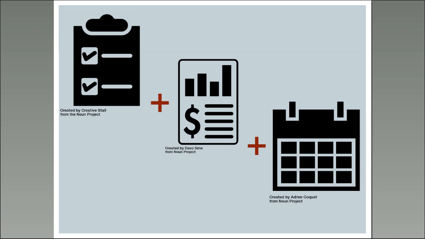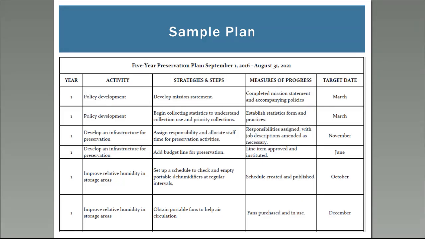So here's really it. You're going to take actions, resources, and a timeline and turn it into a plan. If this looks a lot like a strategic plan with goals and specific measures of success, that's because it's what it is. A preservation plan is really just a specialized strategic plan for your collections.